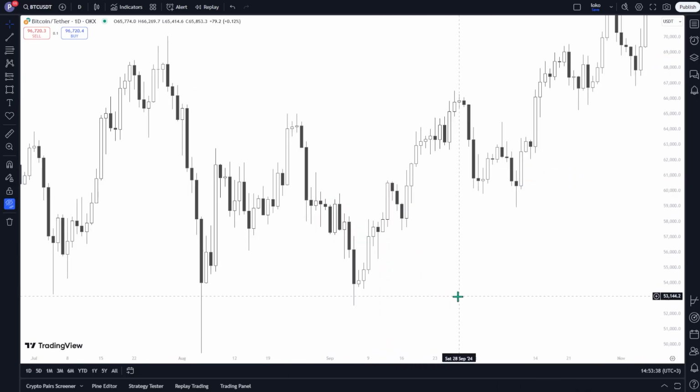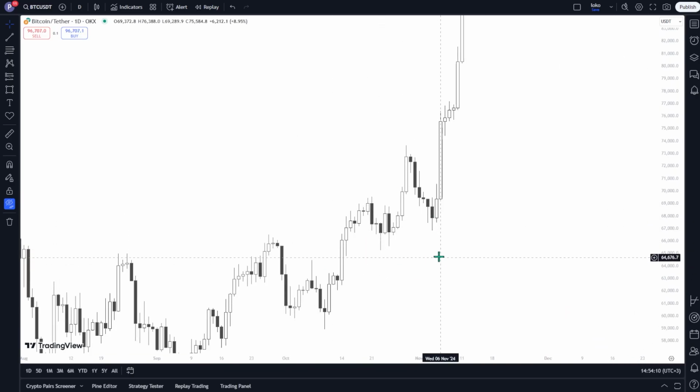The next mistake is ignoring market context. Another common mistake is focusing solely on liquidity grabs without considering the overall market context. For example, if the market is trending strongly, a liquidity grab may only be a minor retracement before the trend continues. You need to align your trades with the bigger picture.